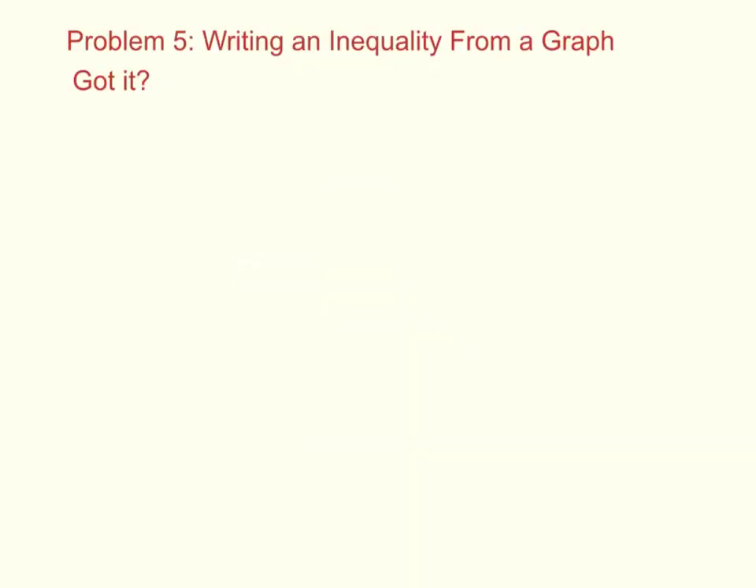In the last section, we're going to actually write an inequality from a graph. So if we look at the Got It problem, it says that we are writing an inequality from a graph. The boundary line is dashed and has a slope of 1/3 and a y-intercept of -2. Well, let's start with that, the slope and the y-intercept.